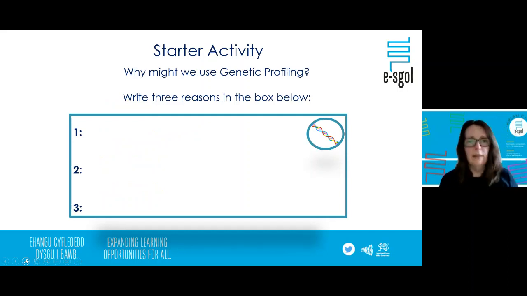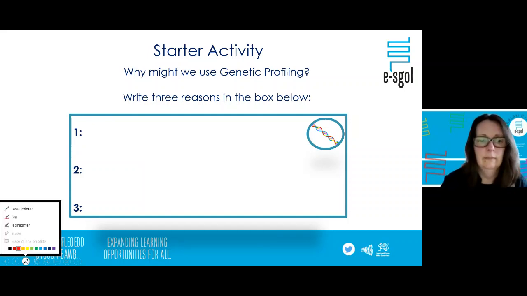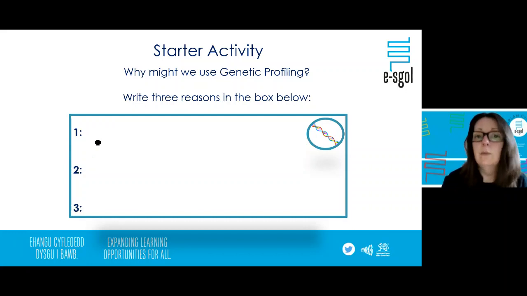Okay, so have a think now, just based on that information that we've just had a very, very brief look at, and think about why we might use genetic profiling. So pause the film and have a think why we might use genetic profiling. Okay, so some reasons perhaps why we might use genetic profiling.